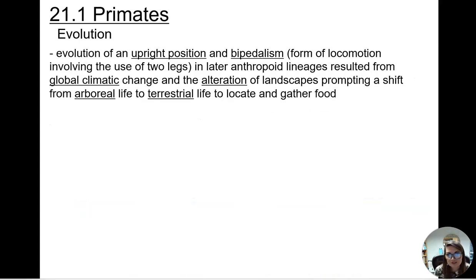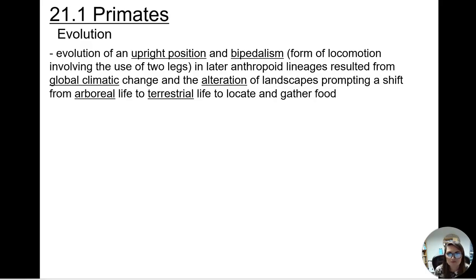Evolution of the upright position and bipedalism from locomotion is going to involve two legs, so that's what bipedalism means. So bi, two, ped is going to be foot, so that's how you put those two together. And so later, hominid lineages are going to result from global climate change and the alteration of landscape.